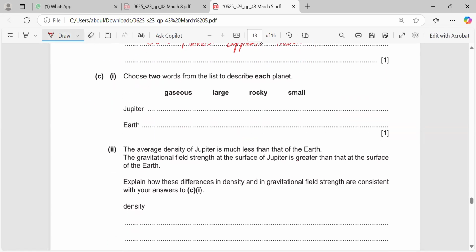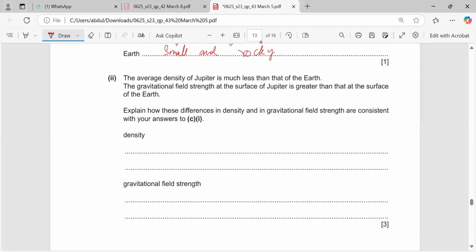Now choose two words from the list to describe each planet. Jupiter, of course, it is the largest planet, so large and gaseous. And what about Earth? That is small and rocky. Yes, fine.